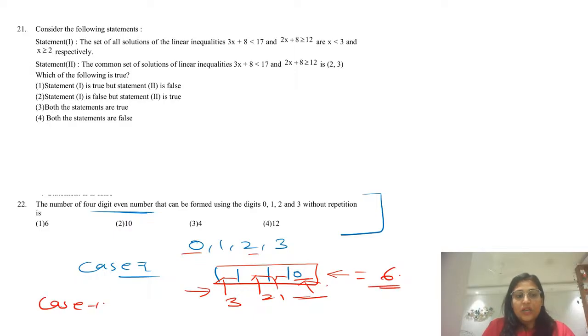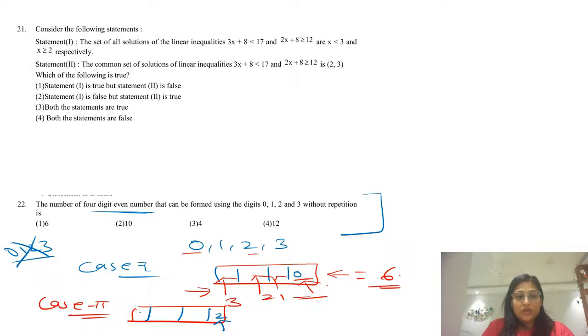Now let's assume case 2, where it is ending with 2. Correct. We know that if this place has already been occupied, 0 can't be here. If I just take 0 here, it will become a 3-digit number, not a 4-digit number. 0, 1, 2, 3, this is not a 4-digit number, it's a 3-digit number, right? So 0 won't come here, correct? What can we do here? We can't put 0 here.